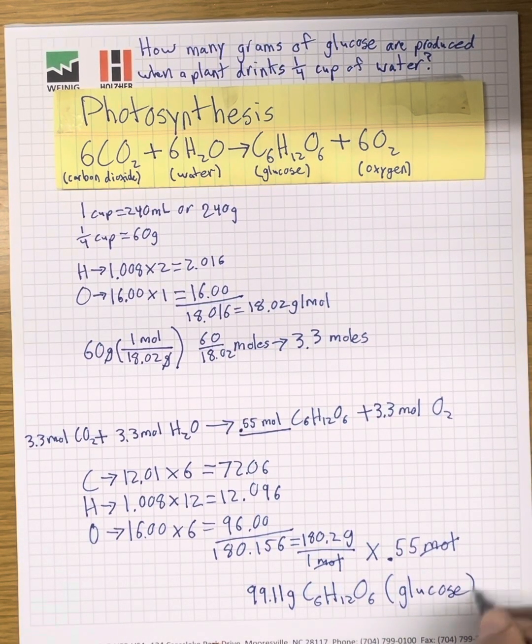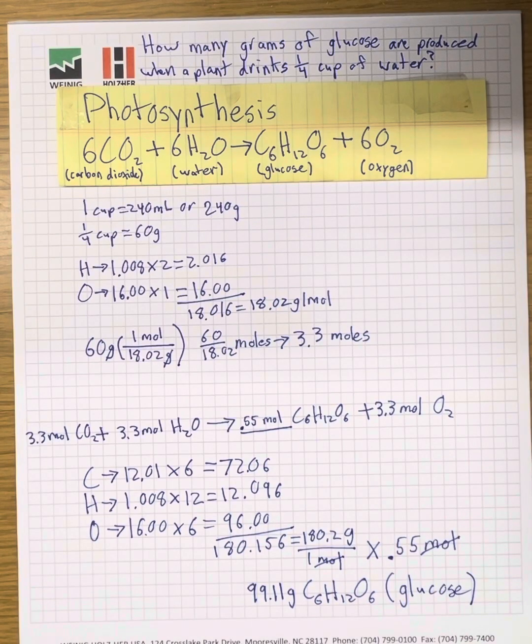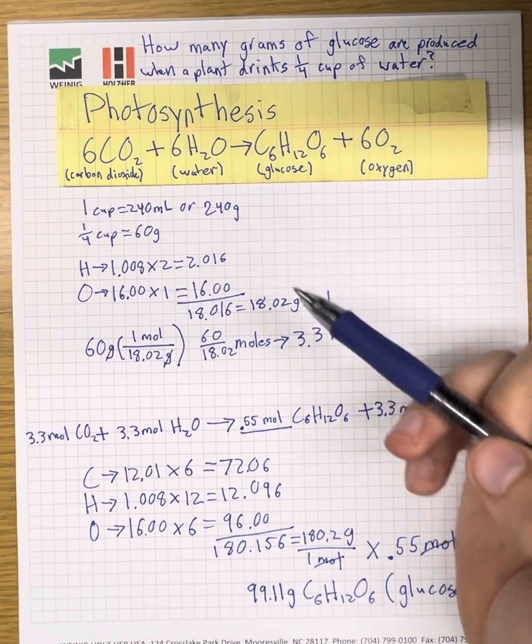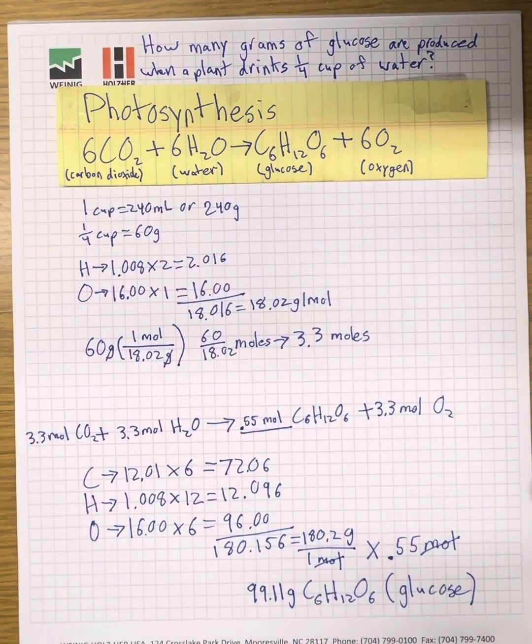or 99.11 grams of glucose. So you can see, just by switching these over to moles, we can see the relationship between them and figure out if one plant drinks a 1/4 cup of water and all of that water goes into that reaction, it is going to put out 99.11 grams of glucose. Awesome. Thanks, guys.